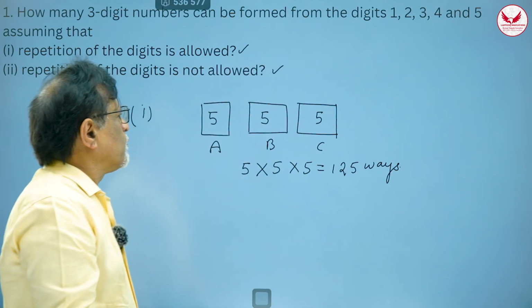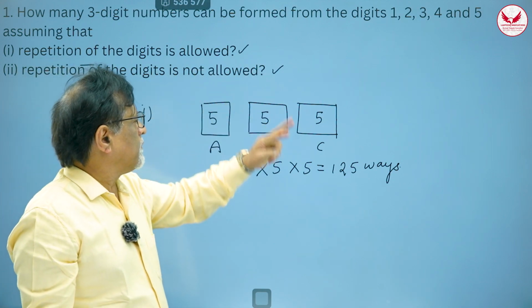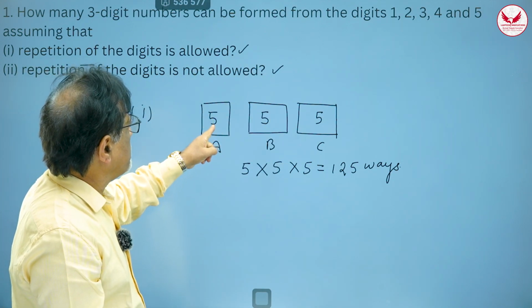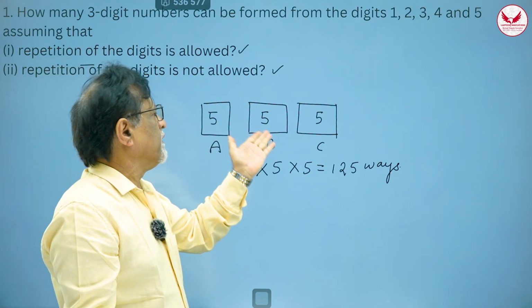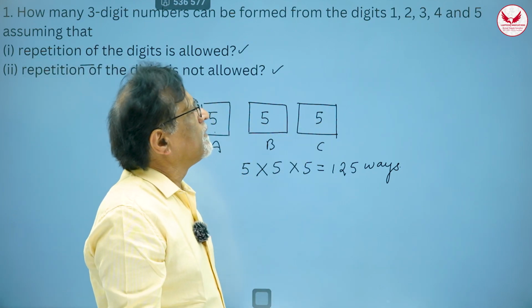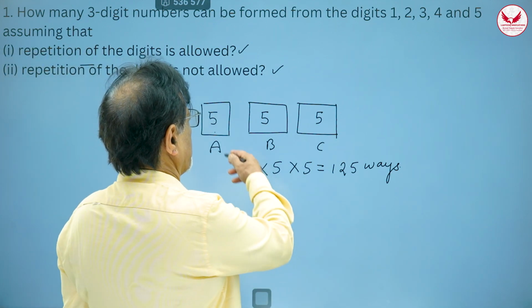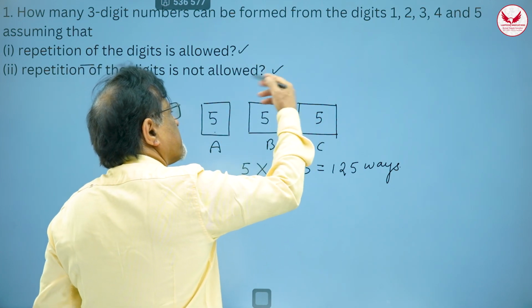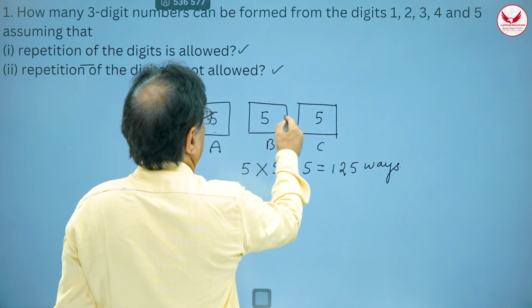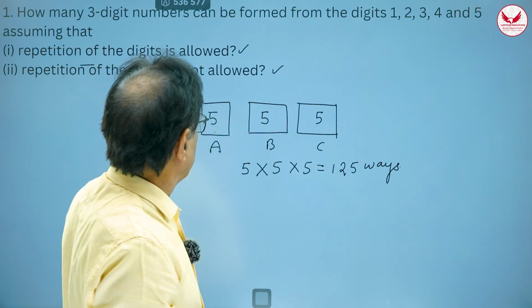Now, I want you to understand again that here repetition was allowed. So every job or every box can be filled with 5 numbers, because every number is allowed here as well as here as well as here. So all the alternatives were 5, and multiply them together because of the multiplication principle, because all the 3 digits are to be filled simultaneously. So A and B and C, this job has to be done. So that can be done in 125 ways.